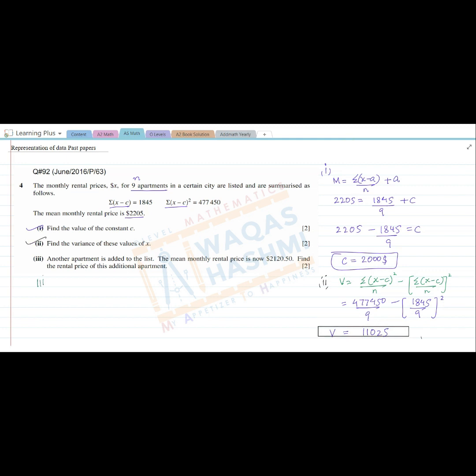For part 3, it says another apartment is added to the list. The mean monthly rental price is now 2120. Find the rental price of this additional apartment. So you now have two means, this mean and the previous mean. So what is the formula for mean? Mean is equal to sum upon n. I will apply this twice. Basically I will find the sum of the 9 apartments and the sum after the new apartment is added.